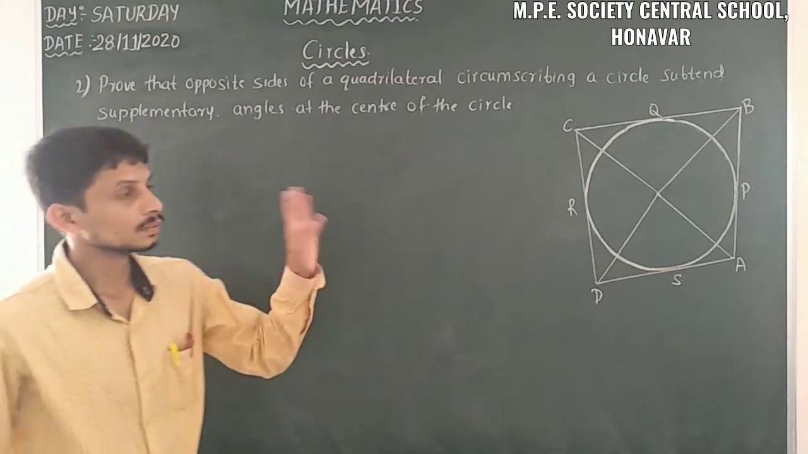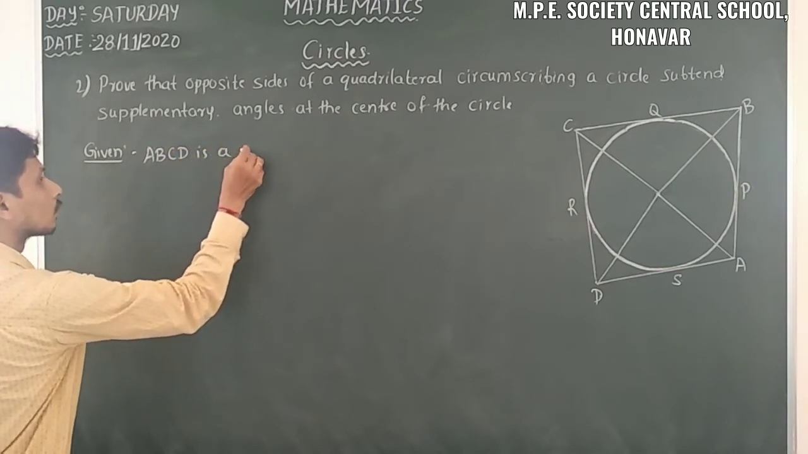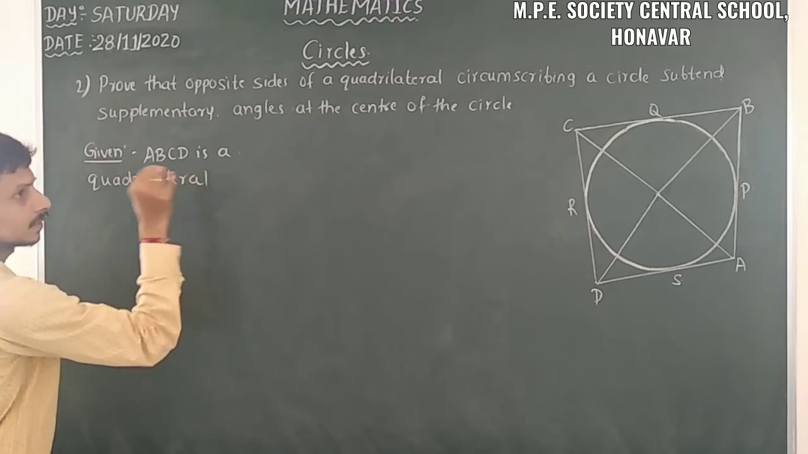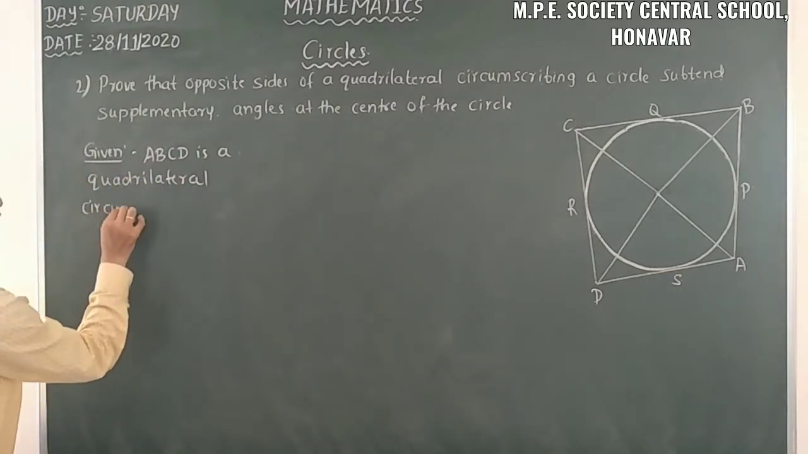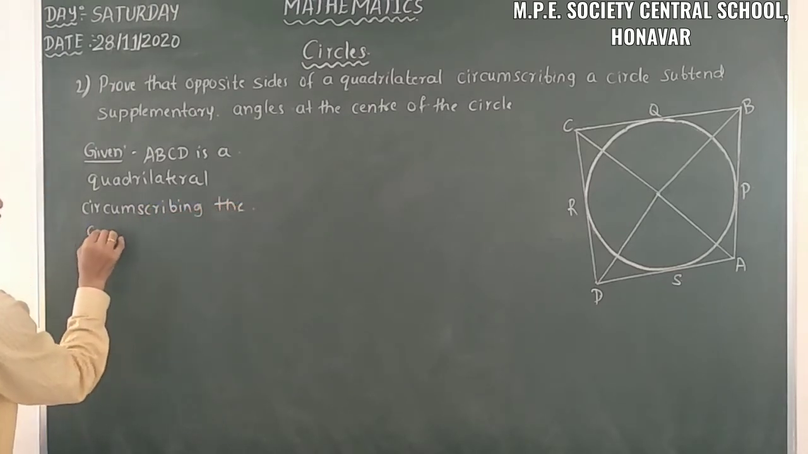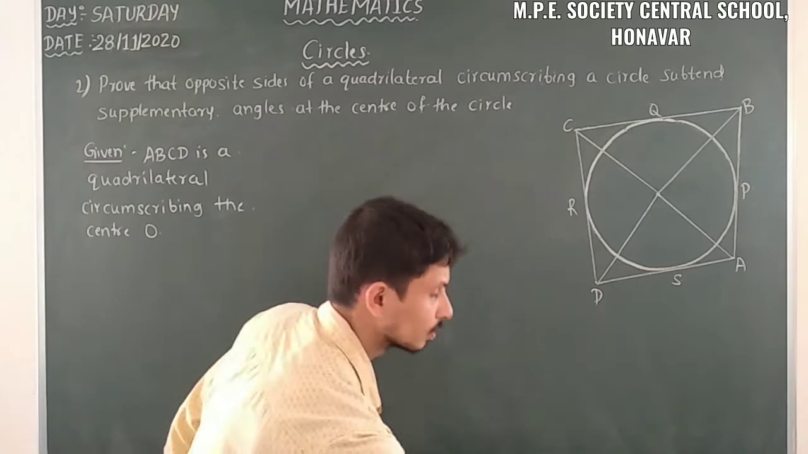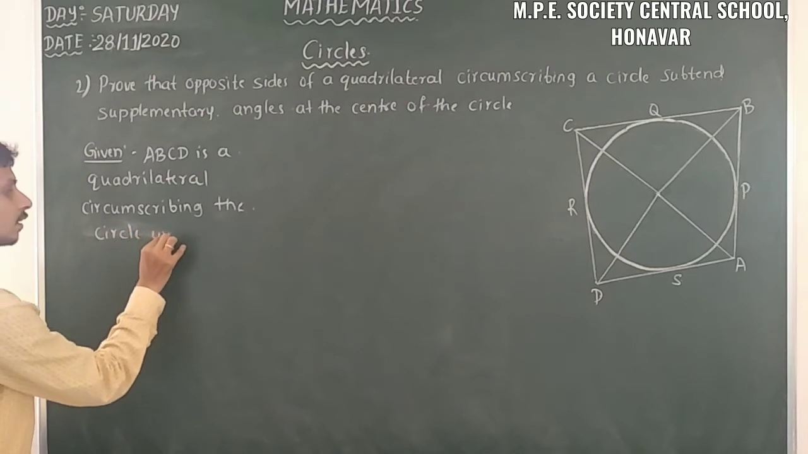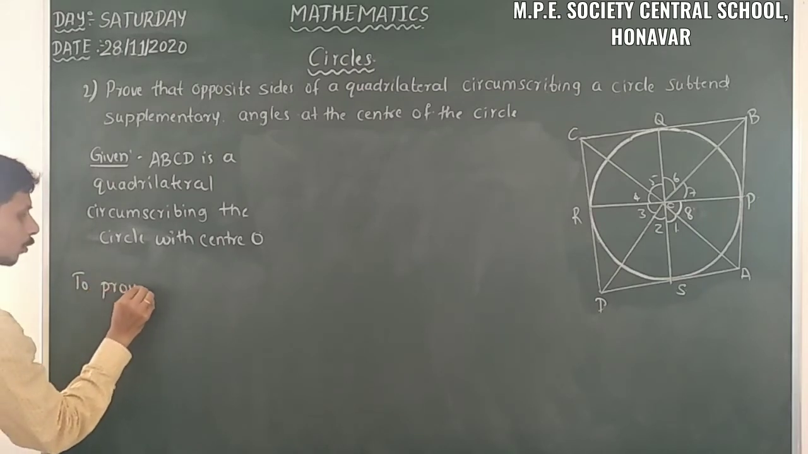Given: ABCD is a quadrilateral circumscribing a circle with center O. To prove: what we have to prove here.